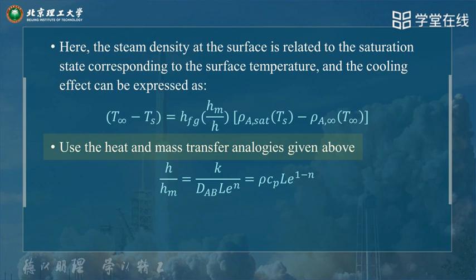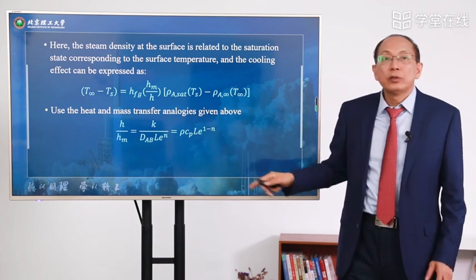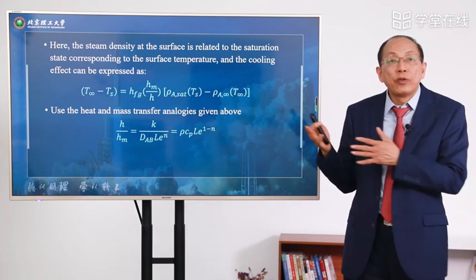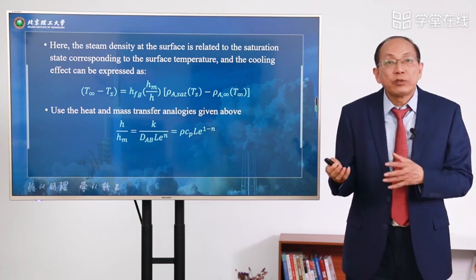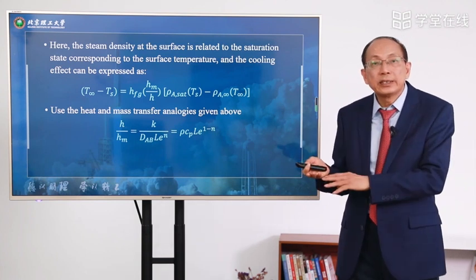Using the heat and mass transfer analogies given above, for example the Reynolds analogy, h over hm equals k over DAB times Lewis number power n, finally equals rho Cp Le power 1 minus n. We obtained this equation. So for h over hm, in most cases we use this equation. Sometimes we know h to calculate hm.